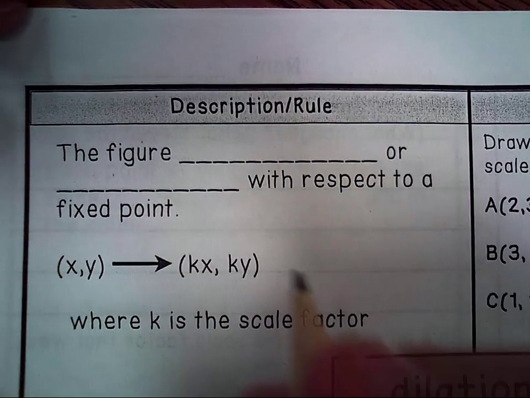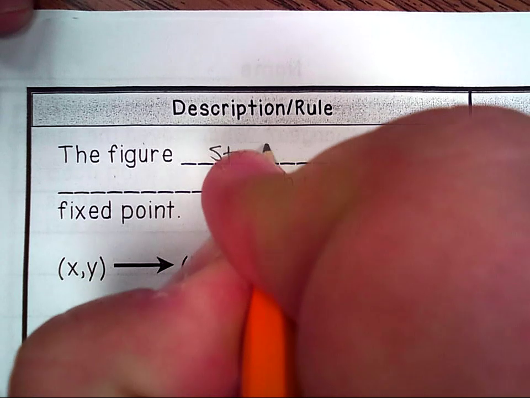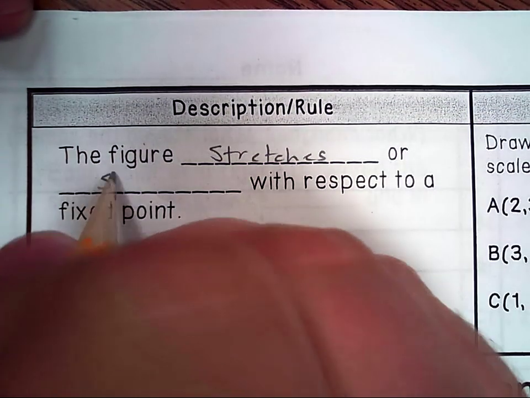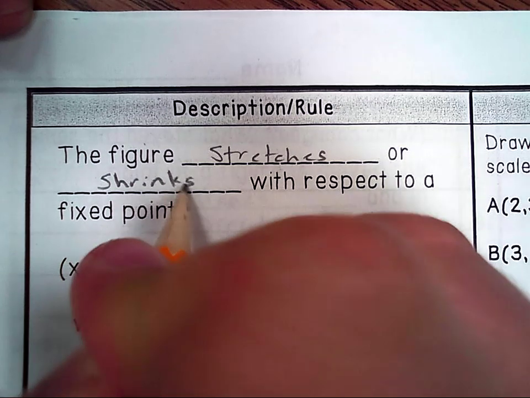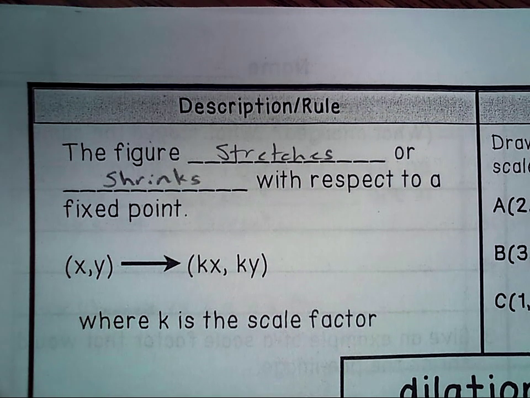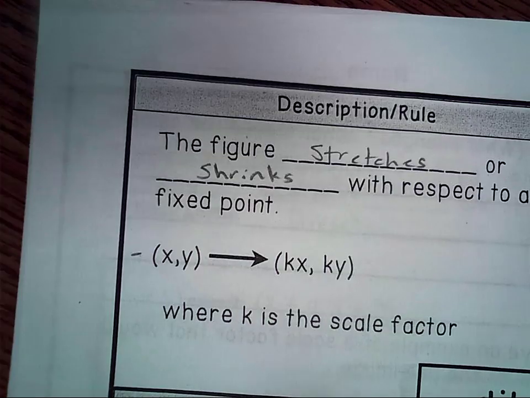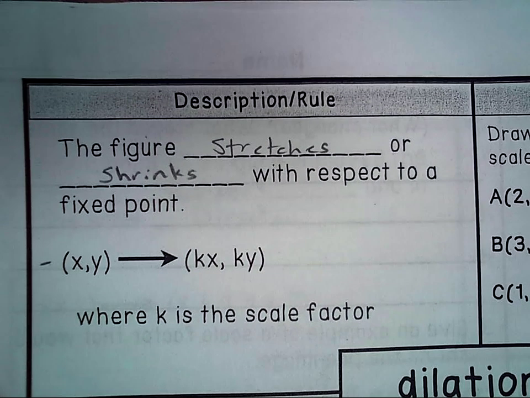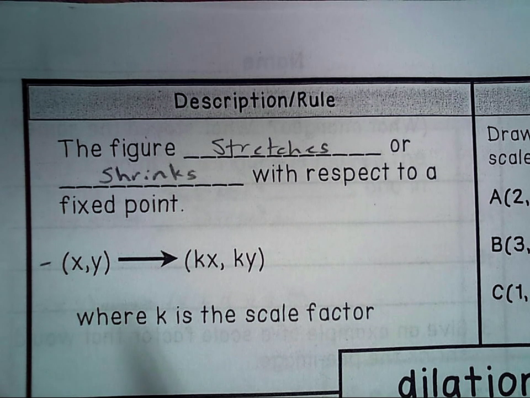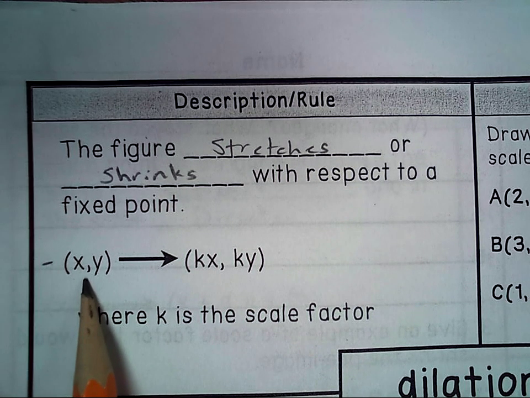Okay. So description and rules. The figure stretches or shrinks with respect to a fixed point. Now what that means is in algebraic representation, which is this right here, it means we always start, no matter what it is, at point x, y. It doesn't matter which quadrant this is in, if it's positive or negative. The preimage is always in x, y.